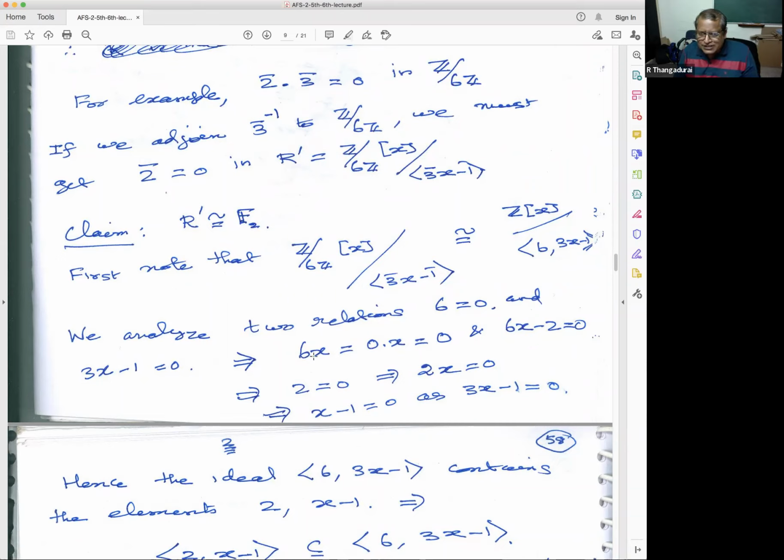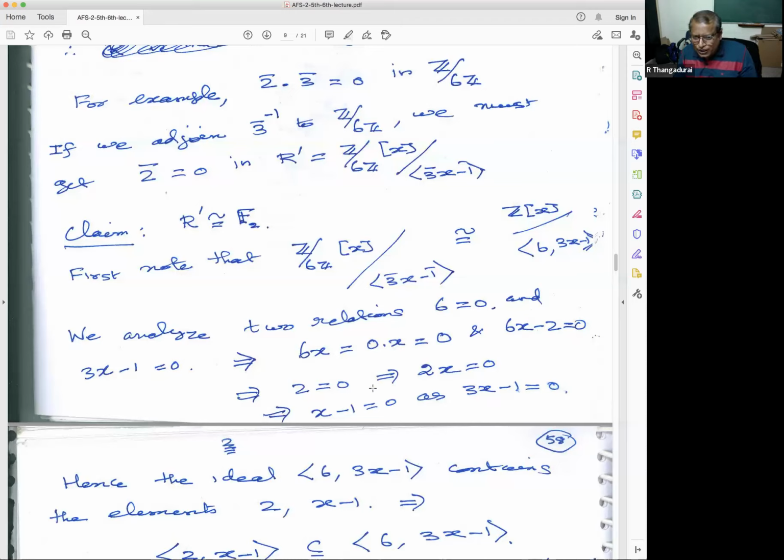6 is 0 means 6x, which is nothing but 0 times x, equal to 0. Therefore, 6x minus 2 is 0. Why is 6x minus 2 zero? Because 3x minus 1 is 0. Therefore, 2 times (3x minus 1) is also 0, that is nothing but 6x minus 2. Therefore, since 6x is 0 and 6x minus 2 is 0, 2 equals 0.